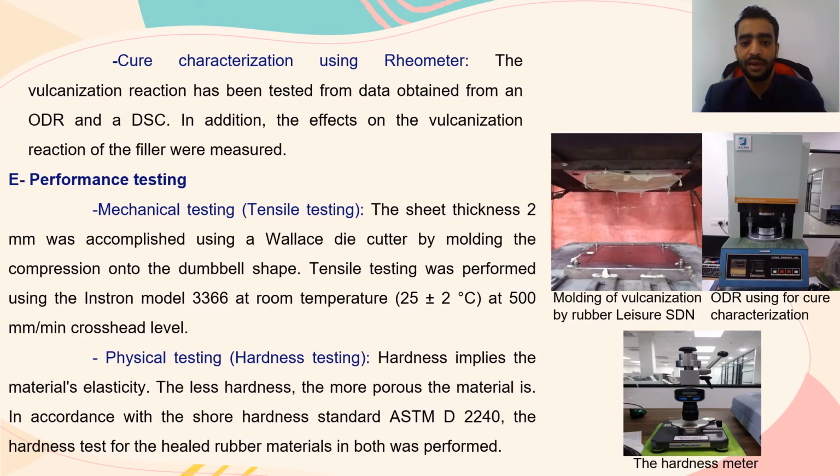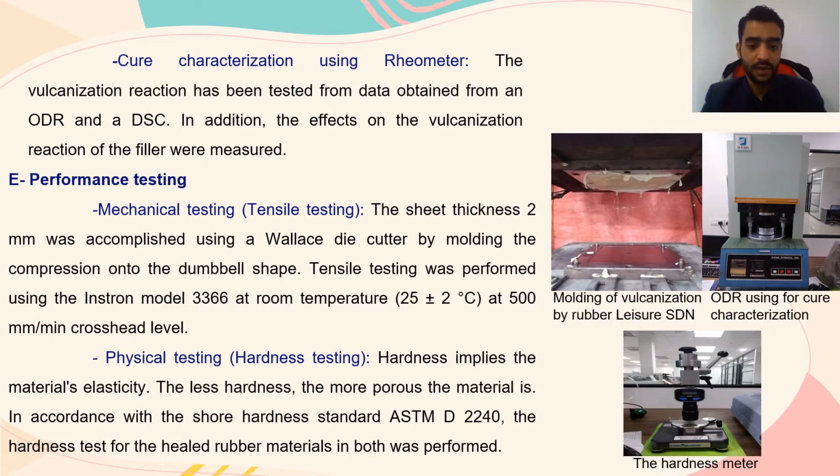And here we have the cure characterization. The vulcanization reaction was tested from data obtained from an ODR, which is shown in this picture. And we have the performance testing, mechanical testing, tensile testing. The sheet thickness of 2 mm was accomplished using a Wallace die cutter by compression molding into the dumbbell shape, as shown in this picture also.